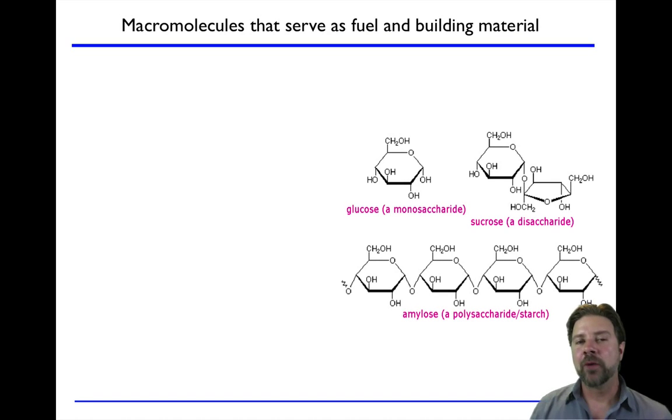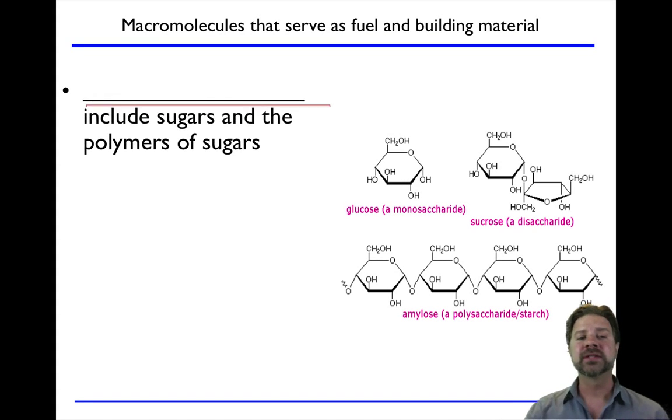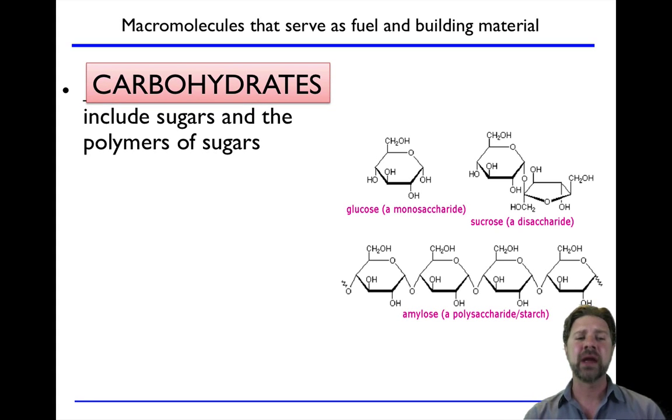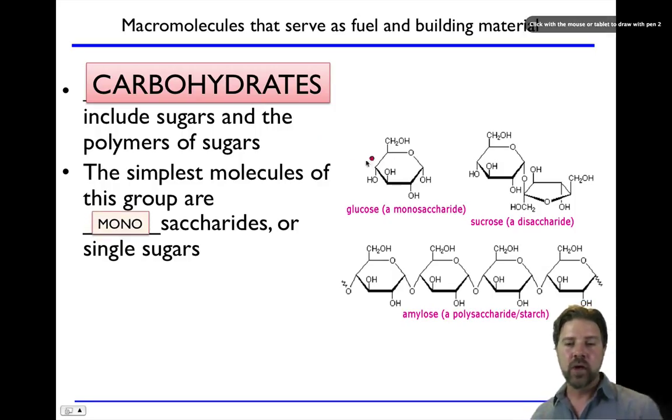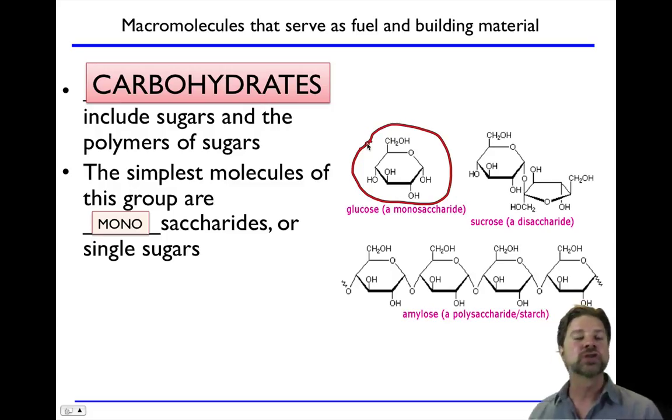The first type of biomolecule that we're going to look at today, we're going to focus in on what's called the carbohydrate family. These include sugars and the polymers of those sugars. Now, the very simplest molecules of this group are going to be called monosaccharides. So they are single sugars. And if we look over here on the right, we can see our most famous example of one of these, which is glucose. And right here, we have kind of an organic shorthand way of drawing a glucose molecule.